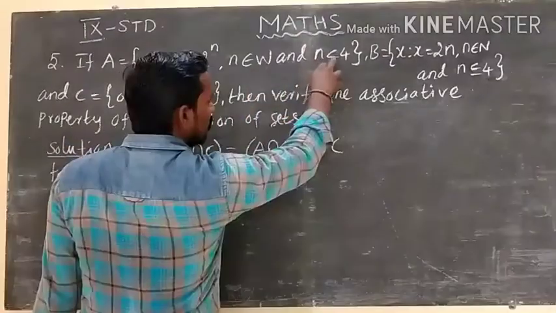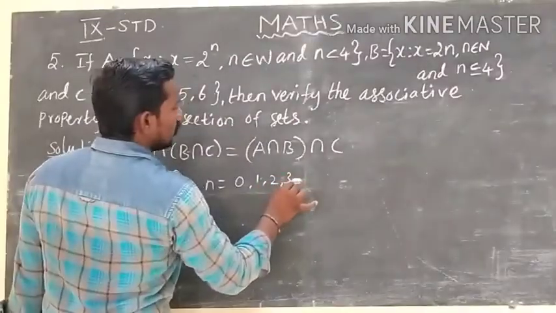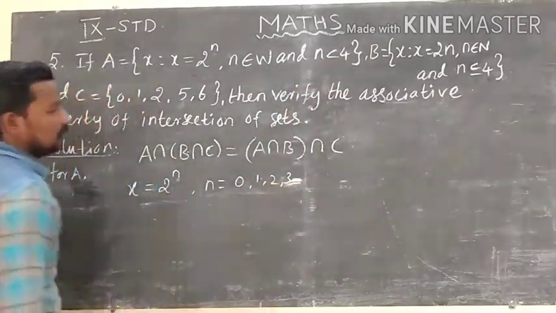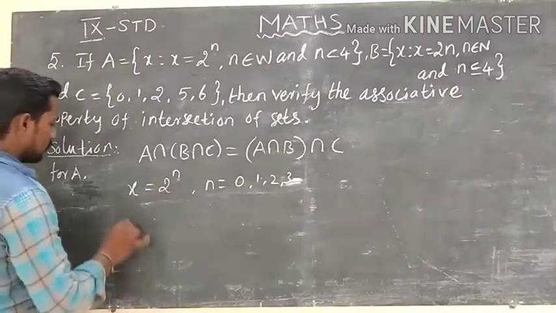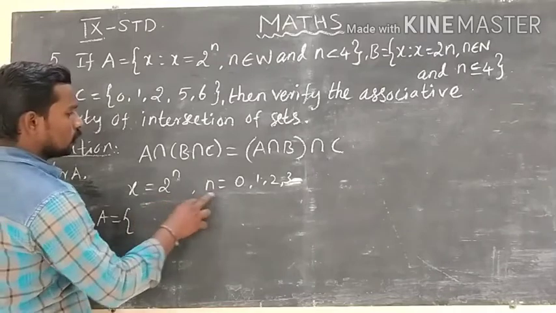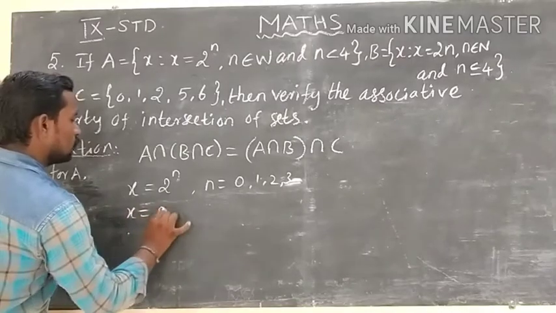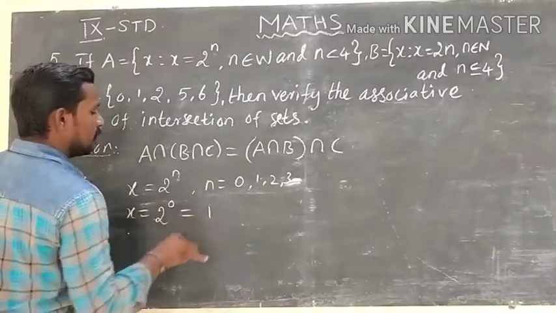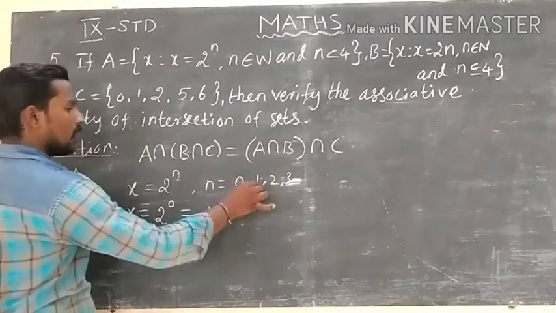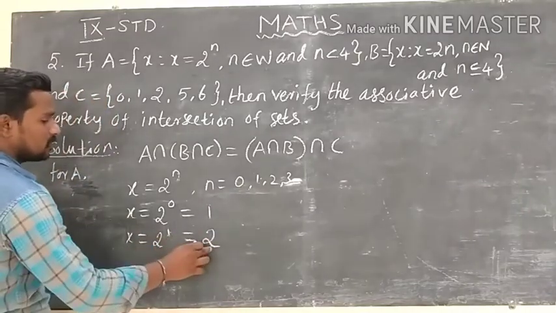So n less than 4 means n is 0, 1, 2, 3, that means below 4. Now take A as the set of all x. Replacing n: x is equal to 2 power 0, and any number power 0 is equal to 1. Then x is equal to 2 power 1, replacing n by 1, so 2 power 1 is 2.